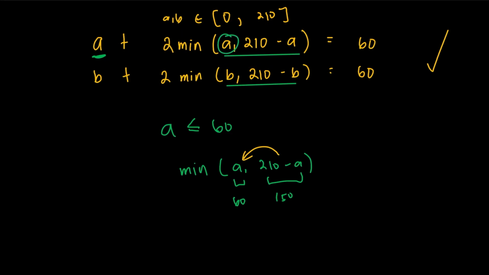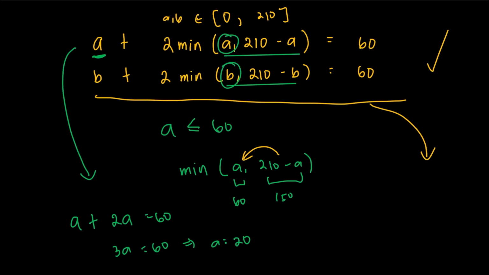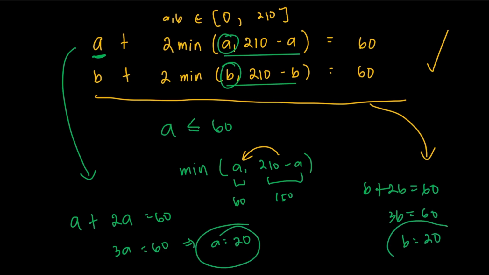And that allows this equation to become a plus twice the minimum, which is now a, equal to 60. So 3a equals 60, which gives me a equal to 20. Same reasoning for b in the second equation: b would have to be the minimum, and then b plus 2b equals 60. 3b equals 60, so b equals 20. So I have the values for a and b.